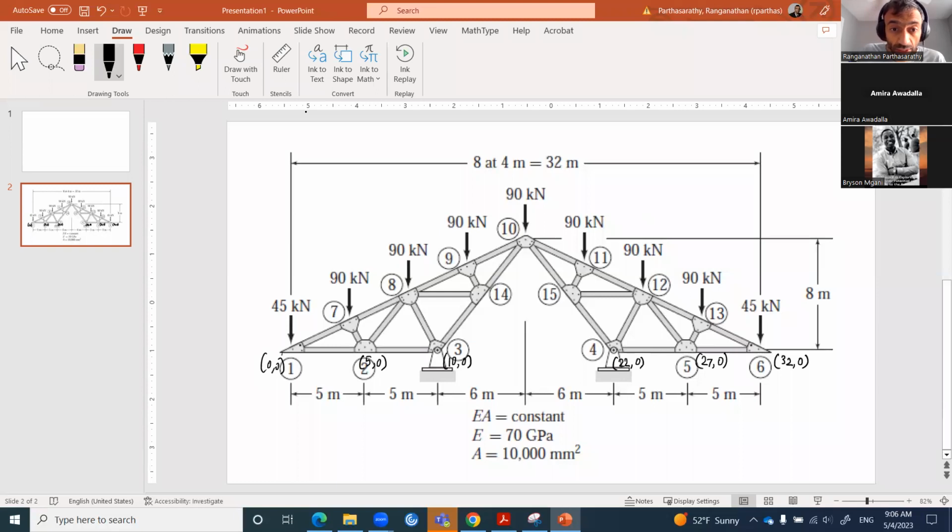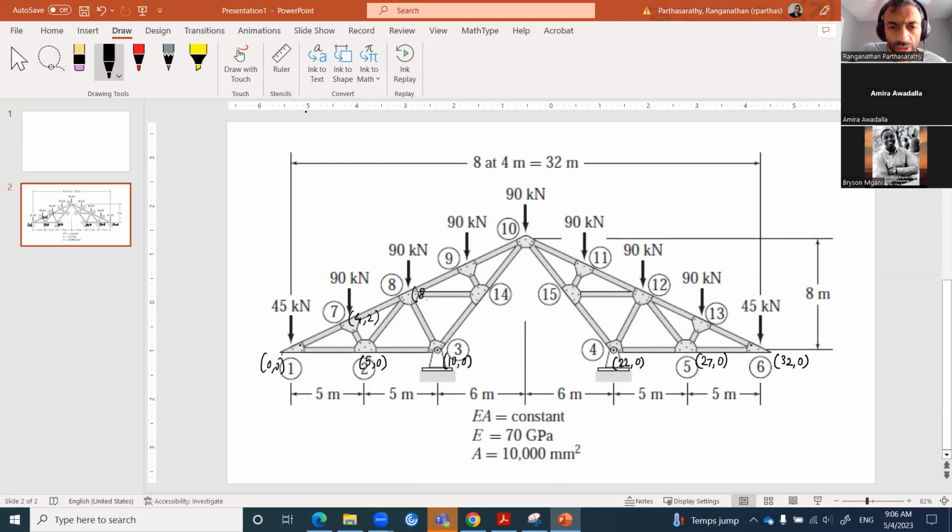Okay, this is 8. So each one is 2 meter. So number 7 is, what is X? Yeah, this is at 8 at 4 meter. So 1, 2, 3, 4, 7, 8. 8 at 4 meter, 32 meters. So number 7, X is 4, Y is 2.